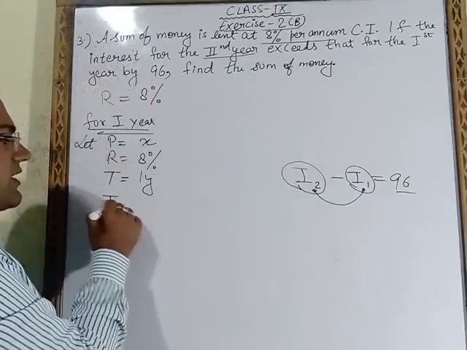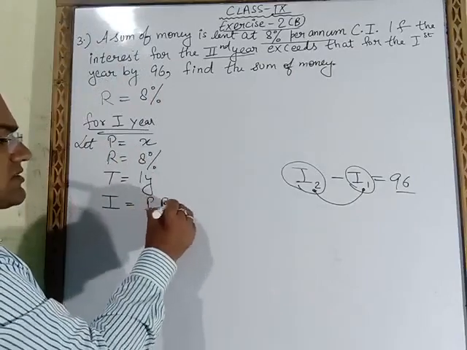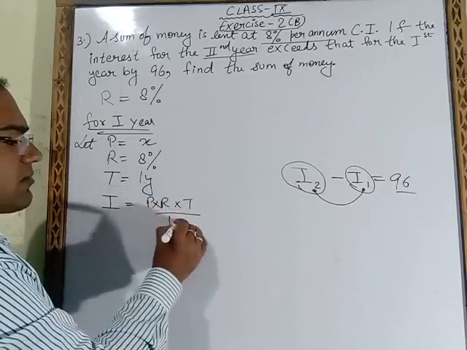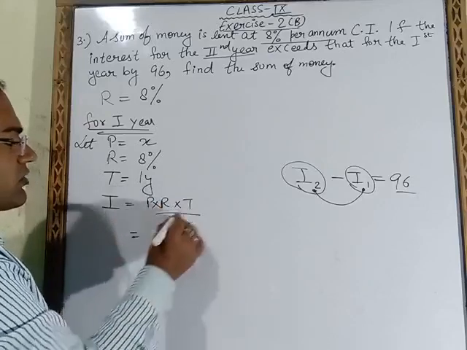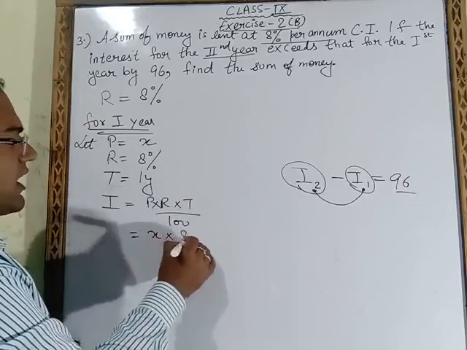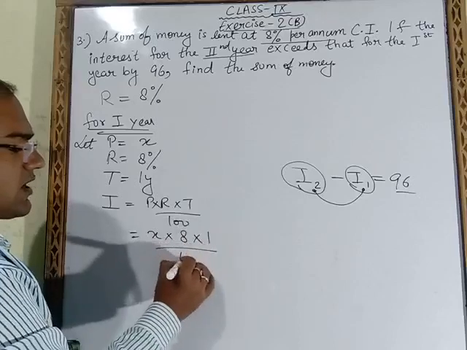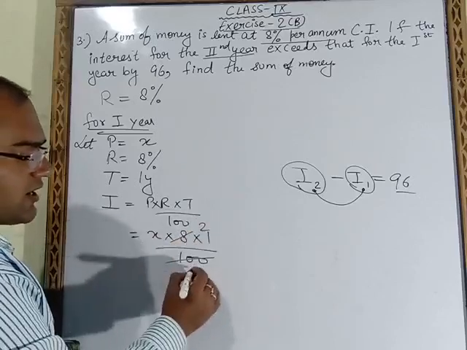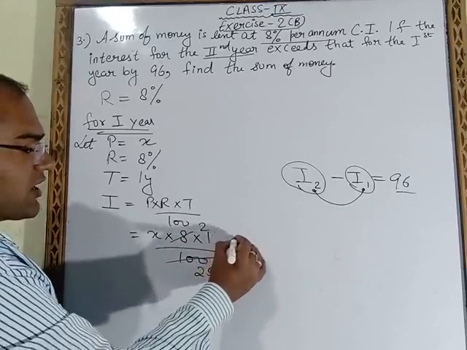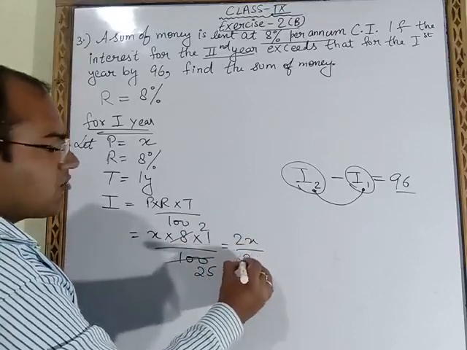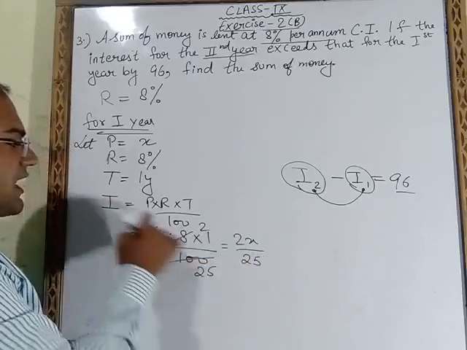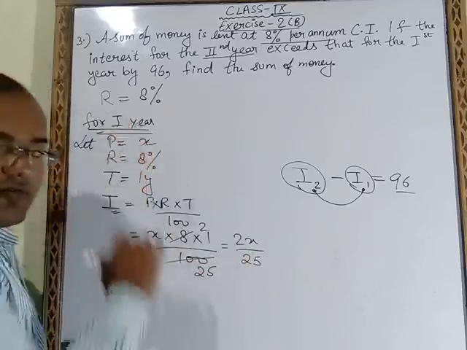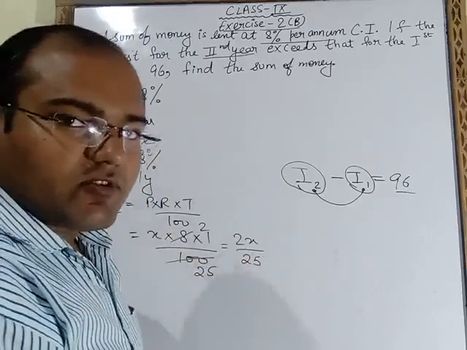Now we will find interest. Interest formula is P multiply R multiply T upon 100. Now we will put the values: x, R value is 8, time is 1, upon 100. Now we will cancel these two. 4 twos are 8, 4 twenty-fives are 100, so the answer is 2x upon 25. This is the answer of interest of first year.